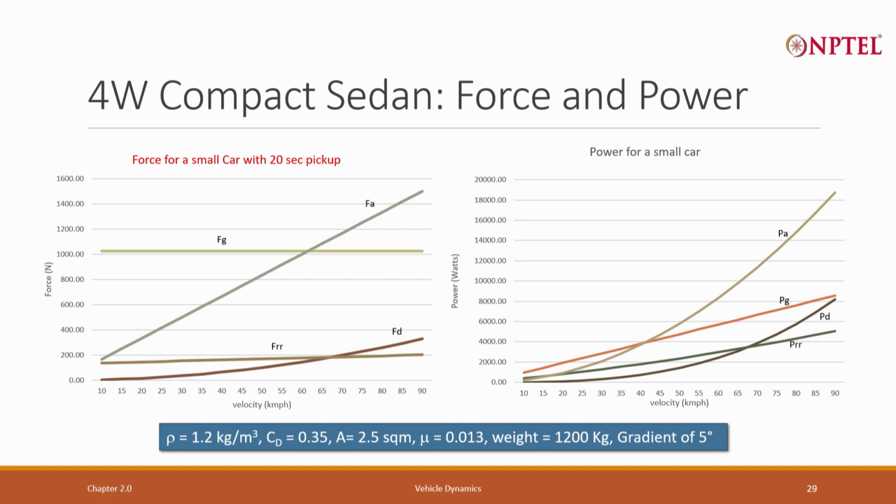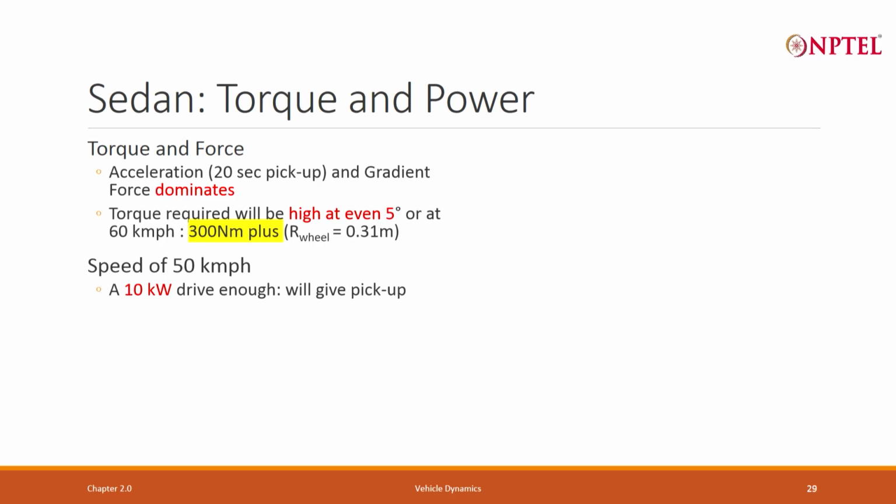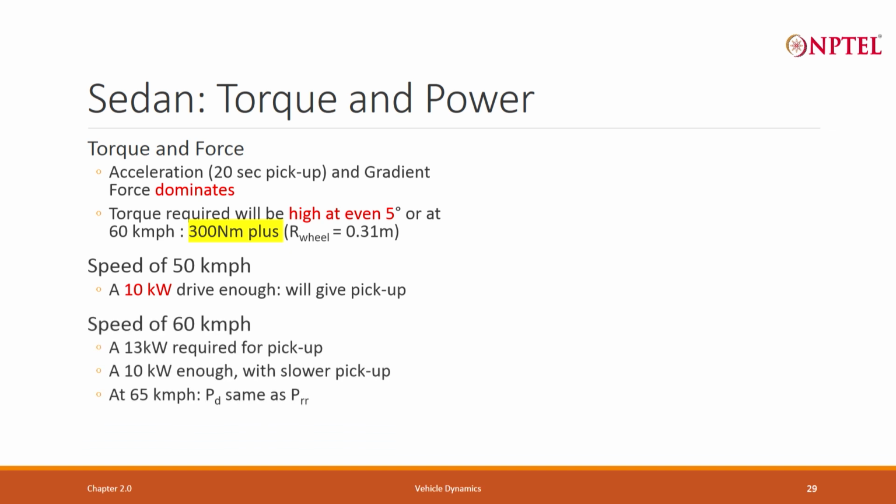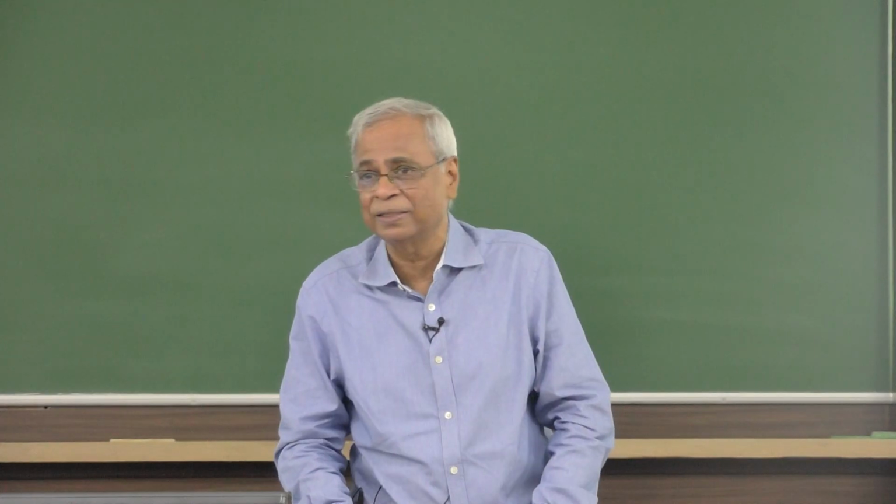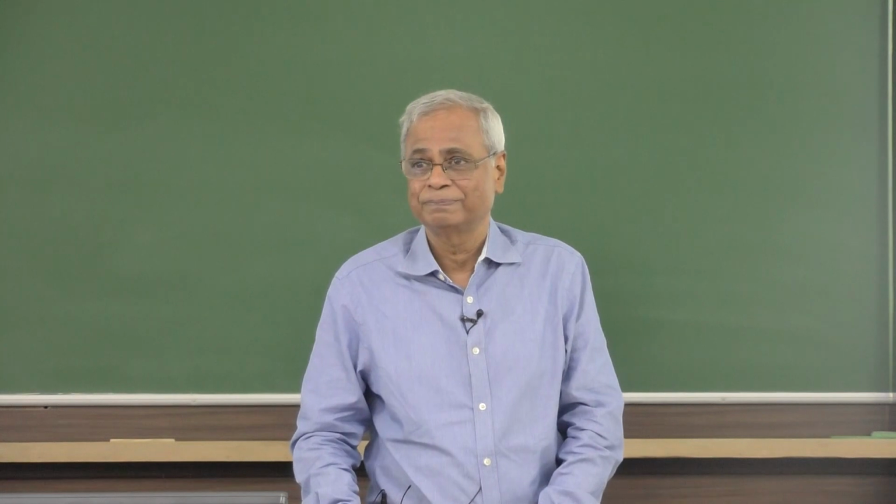If, on the other hand, I take a speed of up to 50 kilometer per hour, a 10 kilowatt drive is enough. I just showed you that for 60 kilometer per hour, you require about 13 kilowatt. For pickup, 10 kilowatt is enough, a slower pickup. So, 10 to 13 kilowatt is required, and in fact, the E-Verito I think has a motor which is about 12 kilowatt or something like that, not much more than that.